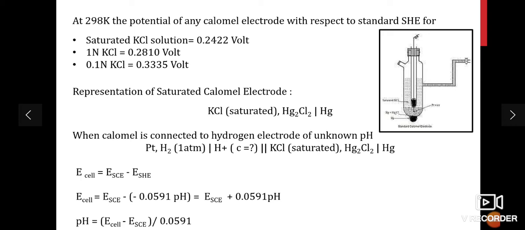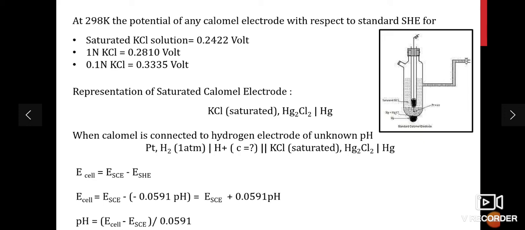if the KCl solution is saturated, then the potential of calomel electrode is 0.2422 volt. If the calomel electrode contains 1 N KCl, the potential will be 0.281410 volt. If the concentration of KCl is 0.1 N, then the potential will be 0.3335 volts. So to obtain the potential of any other electrode, that is a half cell, it is combined with the calomel electrode, and the EMF of the cell can be measured.